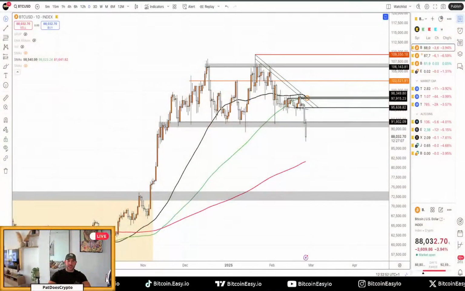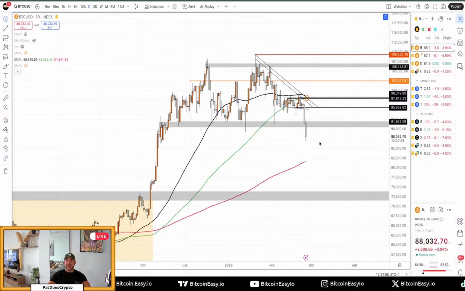But nonetheless, let's get into the charts now and see what can be done to save the Bitcoin price from going down to our lowest price targets that we've been talking about over the last few weeks, and then 72K and 74K region. Right, let's get over into the charts. Here we have it, starting out on the daily chart.